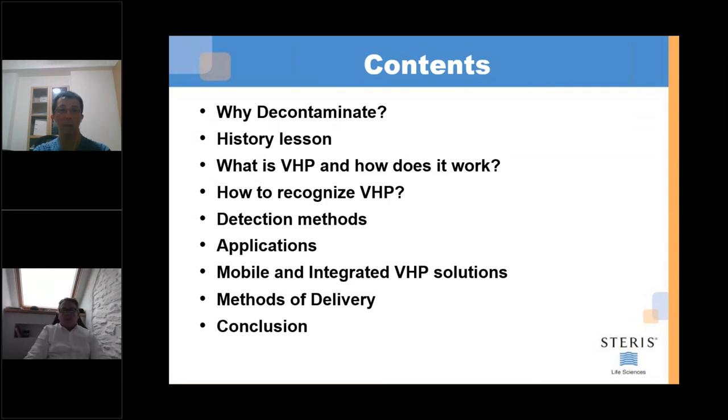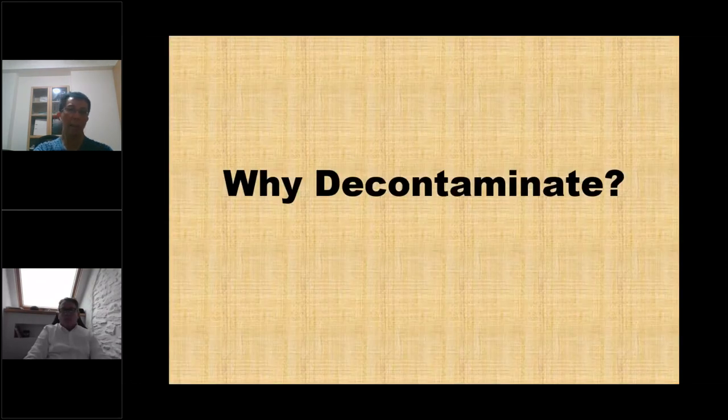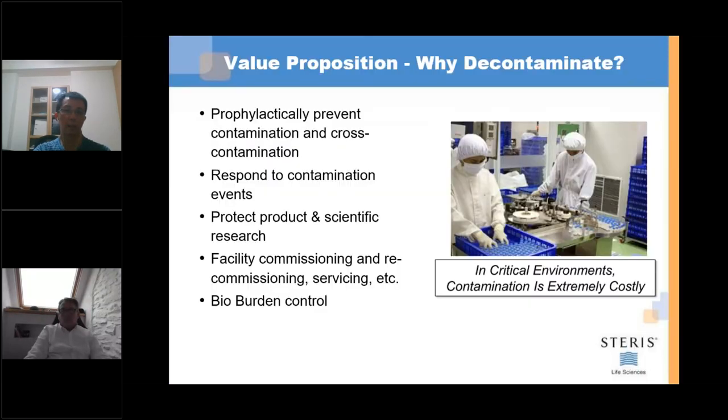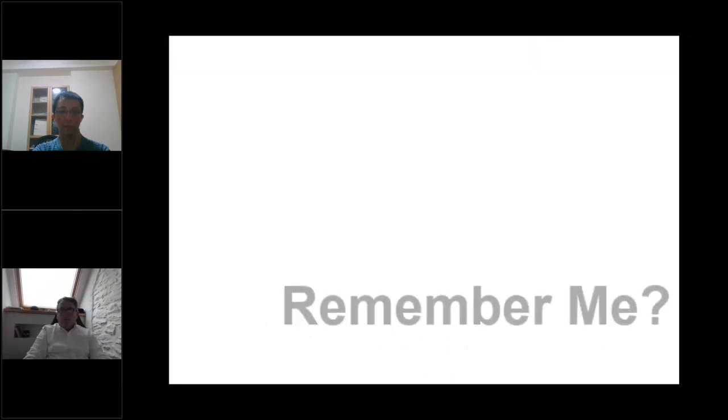So why decontaminate? A brief history lesson. What is VHP? How does it work? How to recognize it, detect it. Applications, types of VHP solutions, as well as delivery before wrapping up. So why decontaminate? I think this is pretty obvious, but nonetheless, it's really to prevent contamination. That's the main thing, and really protect your product, and also control the amounts of bioburden that's in the facility.